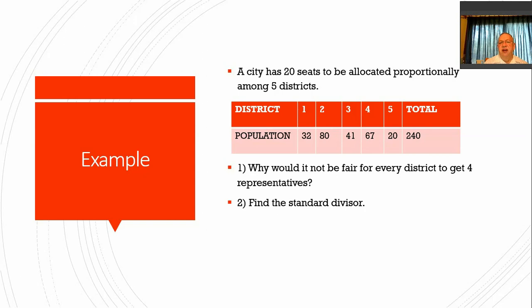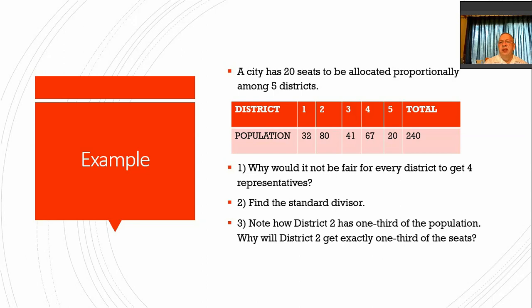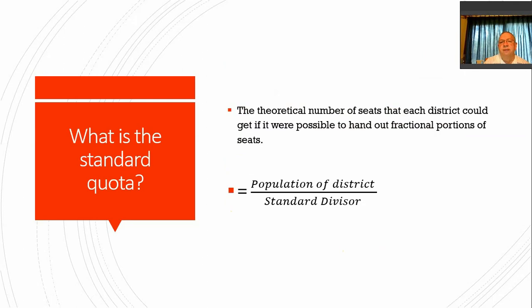So find the standard divisor. That would be the 12: the 240 divided by the 20 seats is 12. Now note how District 2 has 1/3 of the population. Why will District 2 get exactly 1/3 of the seats if we work this through? That's the way the apportionment process works.